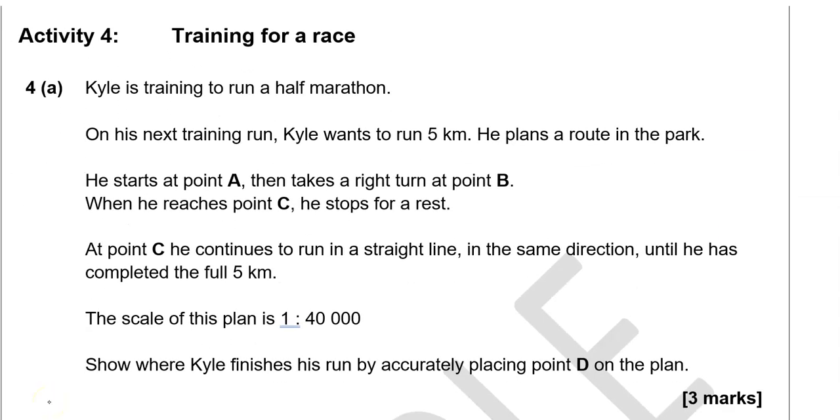Kyle is training to run a half marathon. On his next training run, Kyle wants to run 5 kilometers. He plans a route in the park. He starts at point A, then takes a right turn at point B. When he reaches point C, he stops for a rest. At point C, he continues to run in a straight line in the same direction until he has completed the full 5 kilometers. The scale of this plan is 1 to 40,000. Show where Kyle finishes his run by accurately placing point D on the plan.